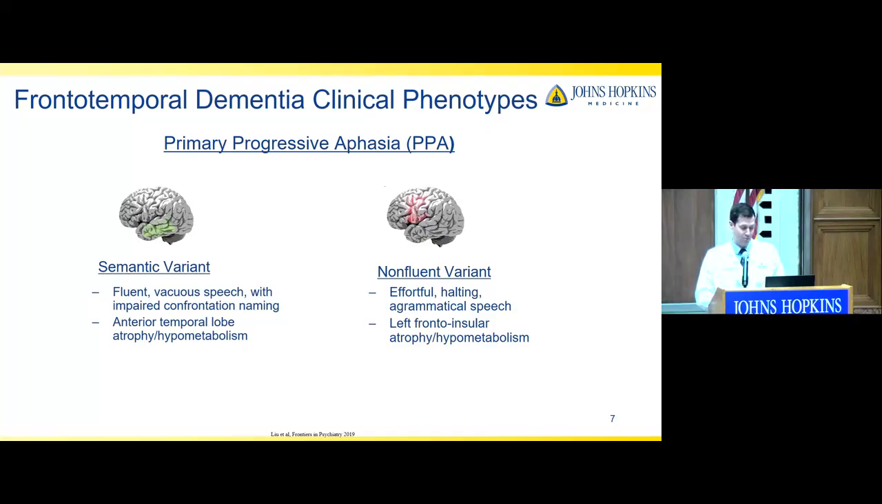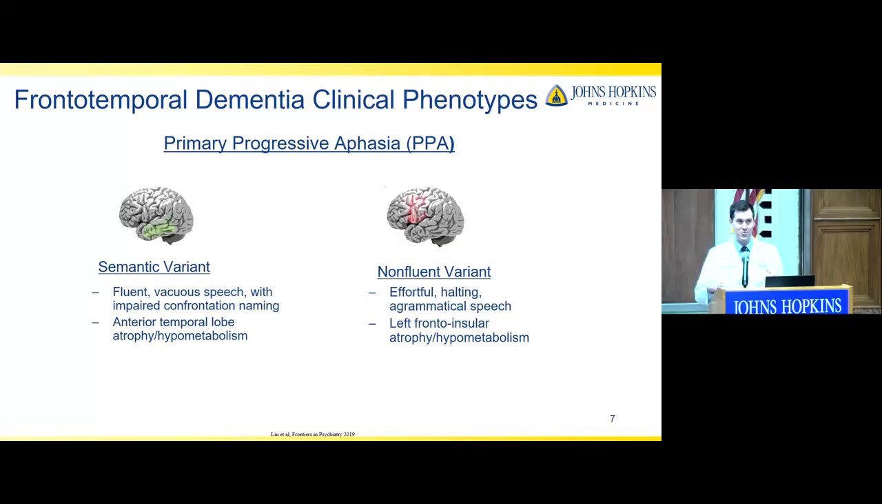The other form of PPA that falls within FTD is the non-fluent variant, which, again in simplistic terms, we can almost think of as like a Broca's aphasia. There's effortful, halting, agrammatic speech. The content of the speech is there, but the motoric aspects of producing the words is impaired. And as we'd expect, given the neural correlates of motoric speech production, early on there are changes in the left frontoinsular region where there'll be atrophy or hypometabolism.